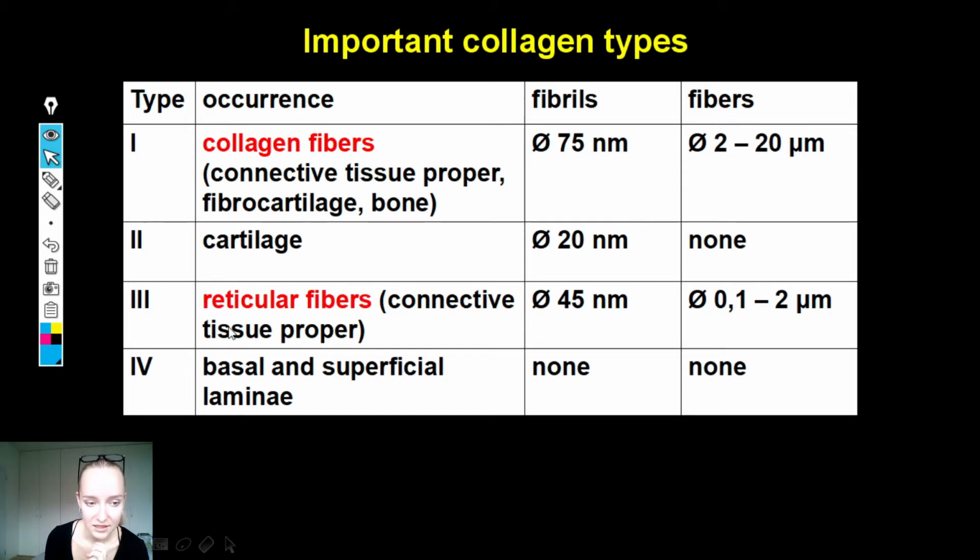And this type 4 collagen does not form fibrils, and there are no fibers. So also no fibrils and no fibers. That's very important. So we only see the mesh-like structure made of tropocollagen and maybe some protofibrils, but no fibrils at all and no fibers.